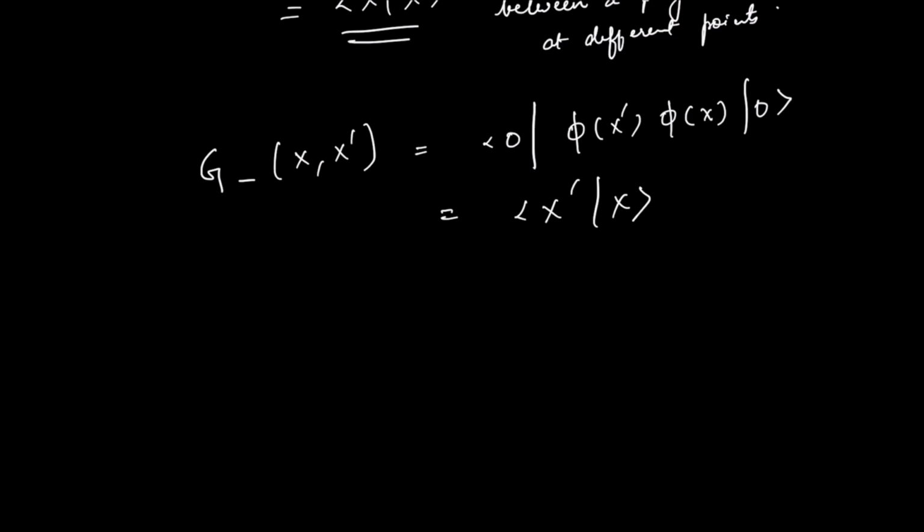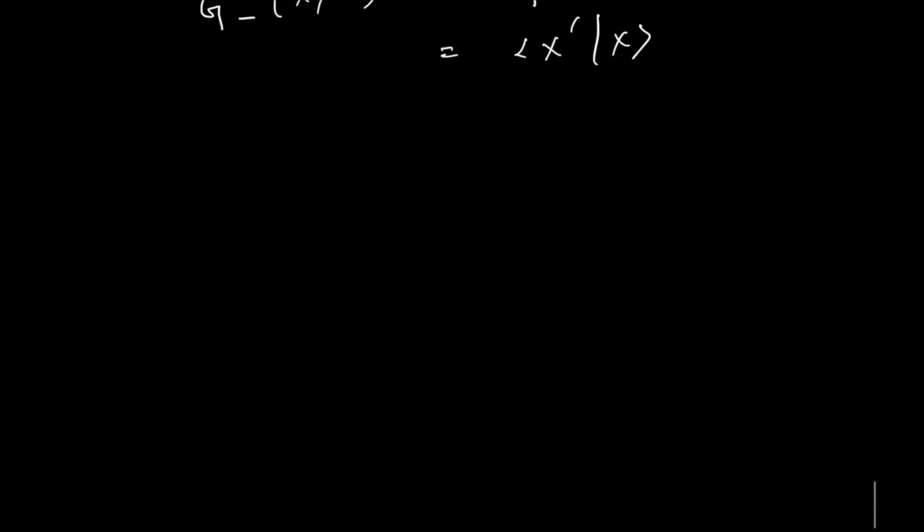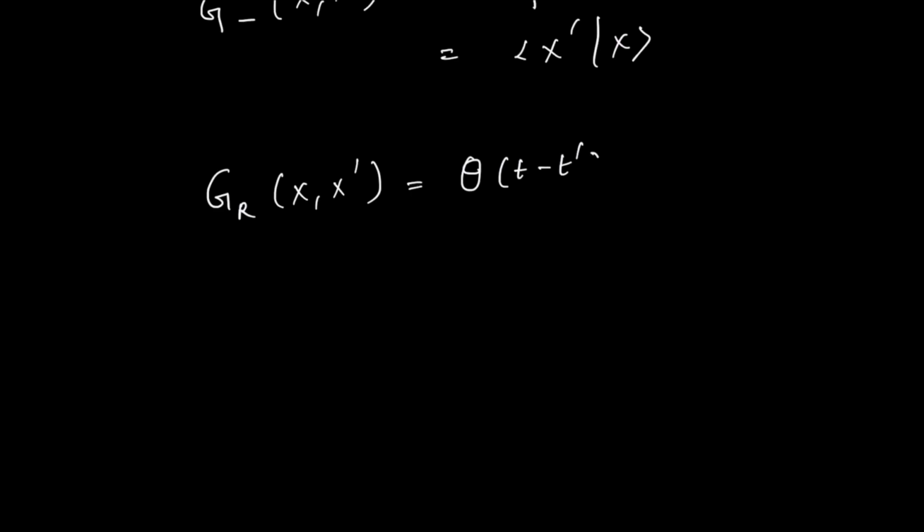Okay, so x and x prime at non-equal time. Therefore, the ordering is important, and we can consider more general ordering. So G plus and G minus is fine. Next, we can consider a retarded function GR of x, x prime. Okay, so here I will use the function theta of t minus t prime. Then I write the commutator of phi of x, phi of x prime.